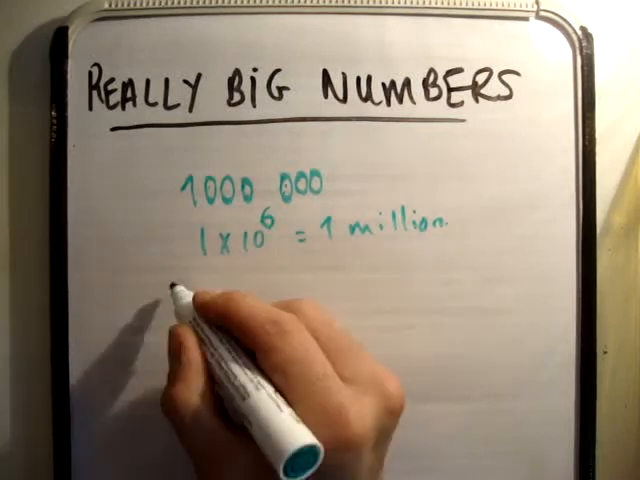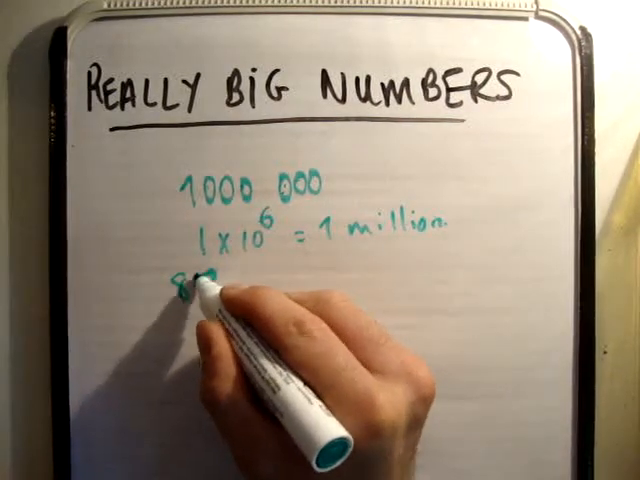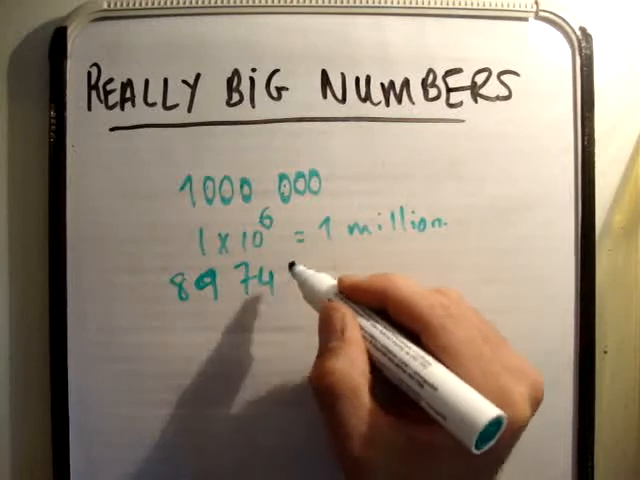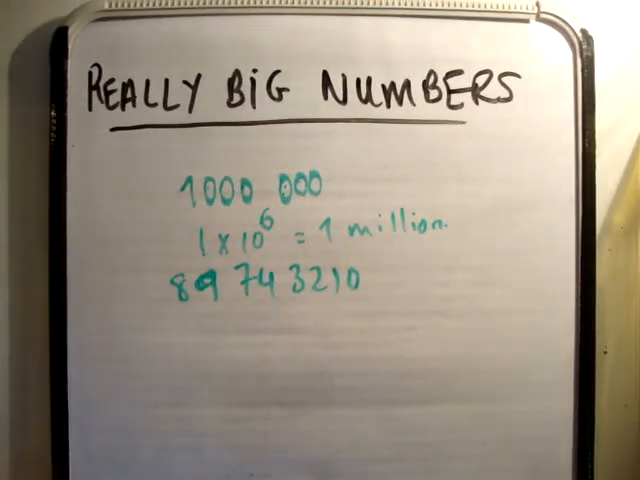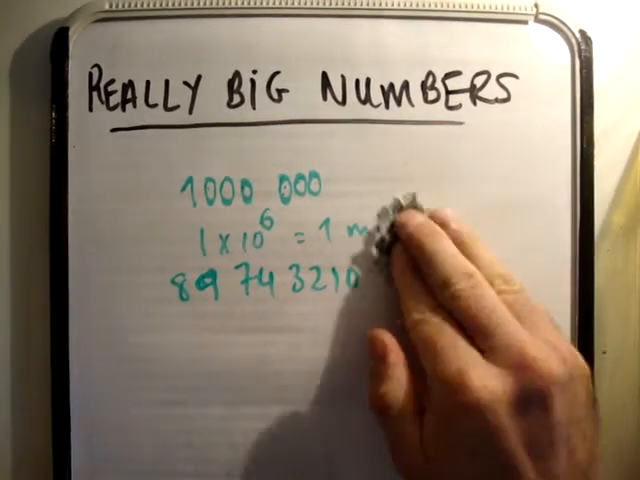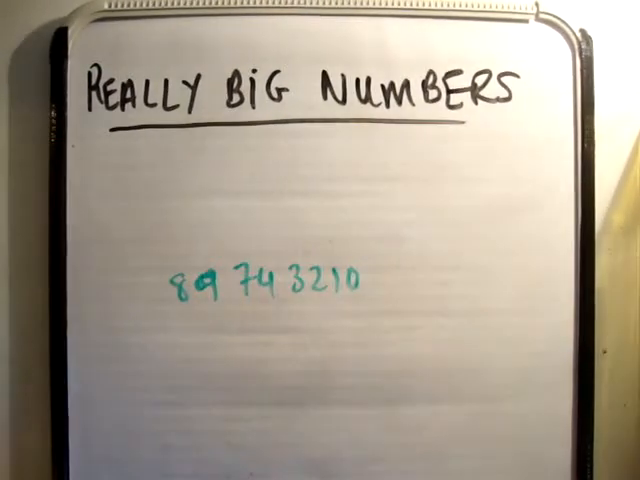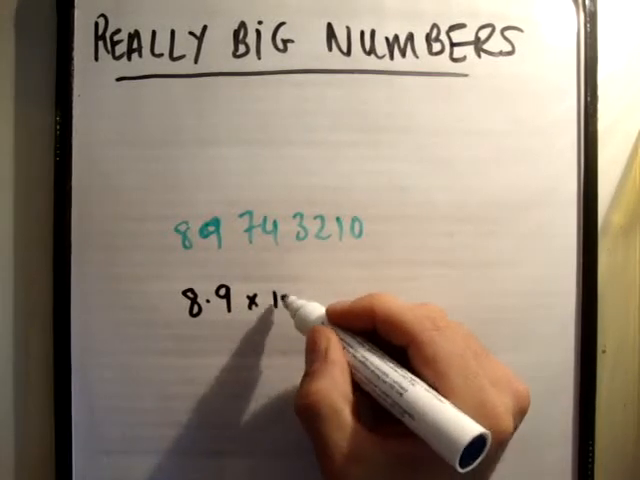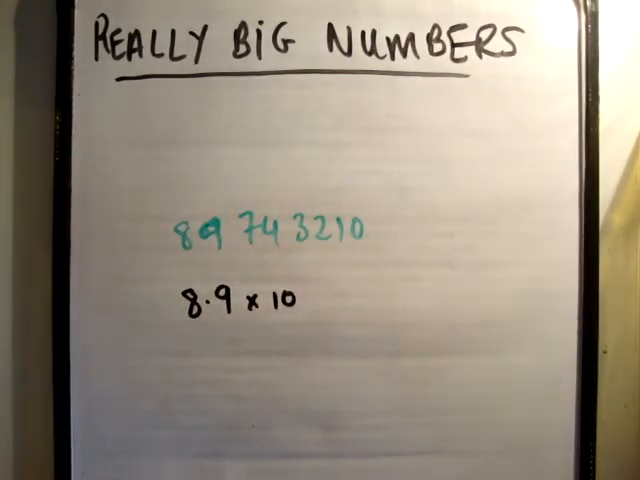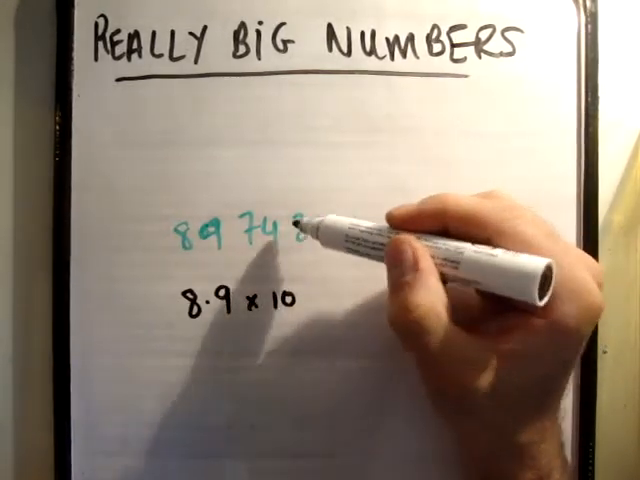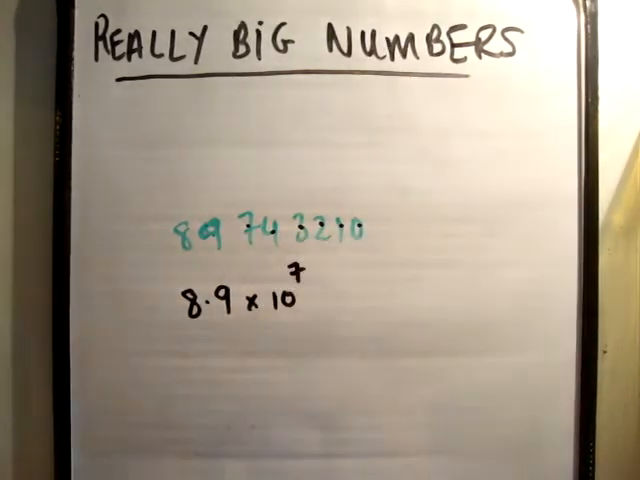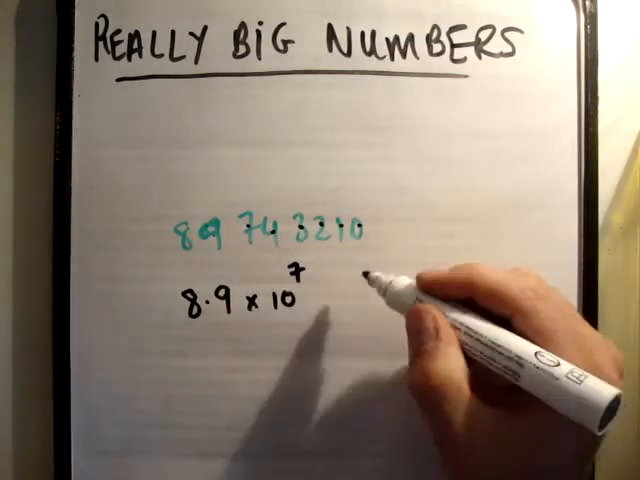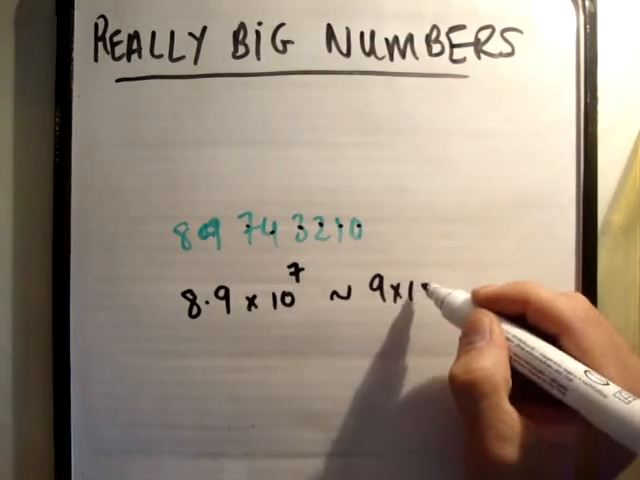Alright? What if we had a number 89743210? How would we write this particular number in scientific notation? And how big is it? Well, the answer is very simple. You take the first digit 8 and the second digit, which is 9, and you'd write it 8.9. You'd multiply it by 10, and you'd now see how many powers of 10 you require. 1, 2, 3, 4, 5, 6, 7. So this is 8.9 times 10 to the 7, or approximately 9 times 10 to the 7.